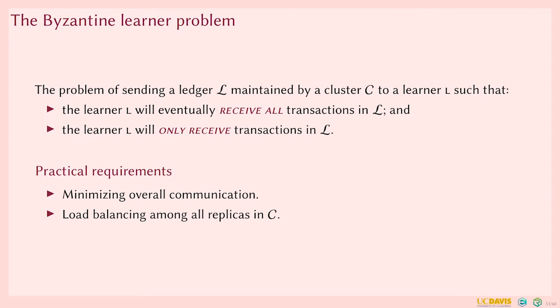which we can just formalize as: we have a blockchain that decides on a ledger, and we have a learner that wants to learn this ledger. This learner has to be able to receive all transactions from the ledger, and the learner must also only receive those transactions, so it cannot be tricked into accepting other transactions. And in practice, of course, we want to minimize the amount of overall communication, and we want to load balance all the sending the replicas in our blockchain do, so that none of them get overloaded.